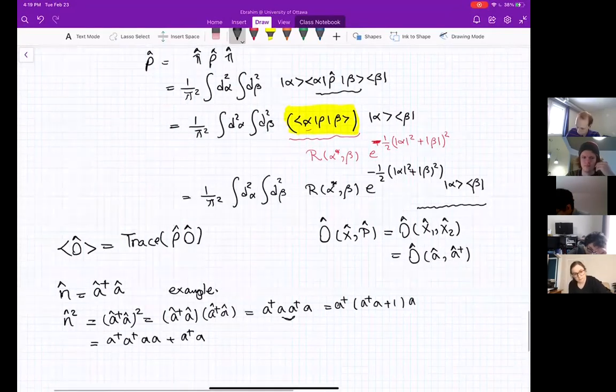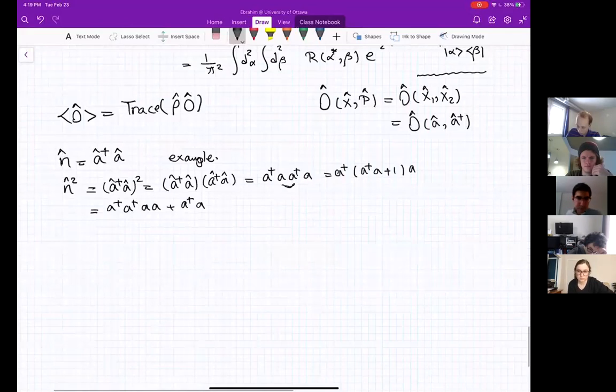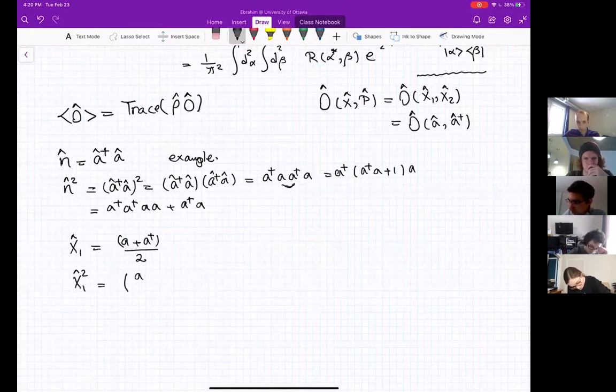Or Arman said something else. You mentioned quadrature, x1, right? Which is A plus A dagger divided by 2. Or I can look at x1 to the power of 2, which is A plus A dagger divided by 2, squared. Guys, sometimes I forget to place the hat. Just accept that this is an operator.